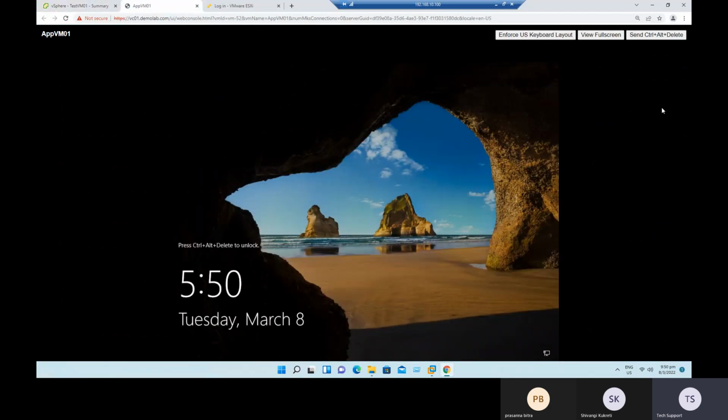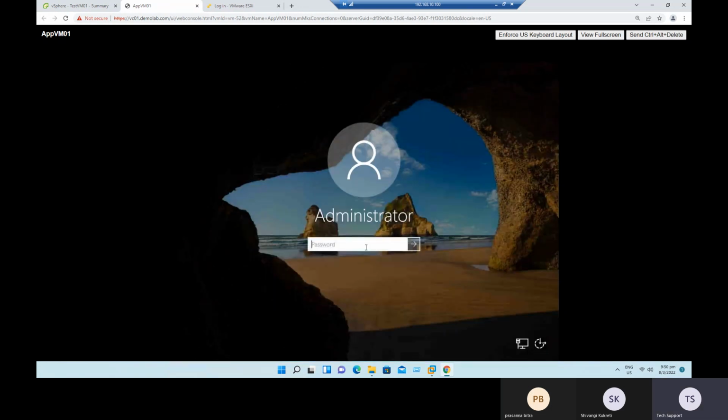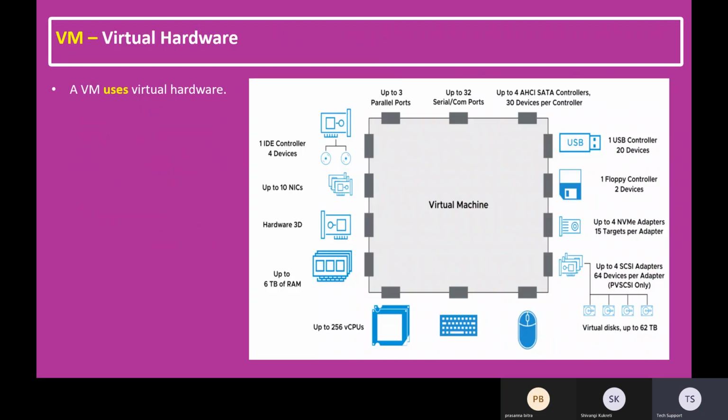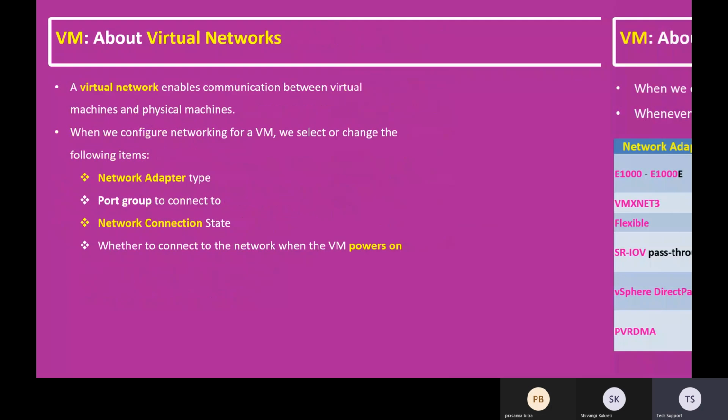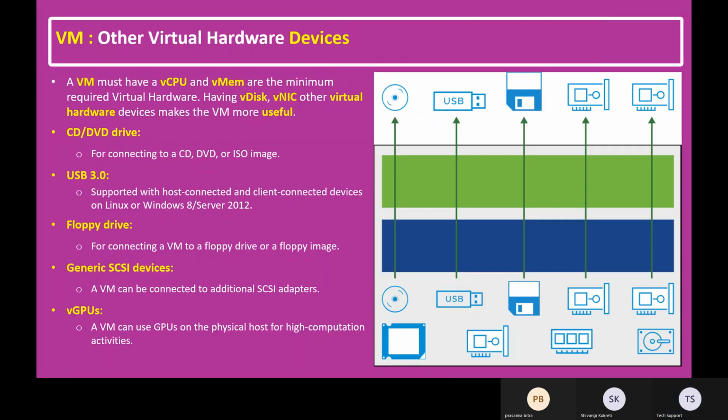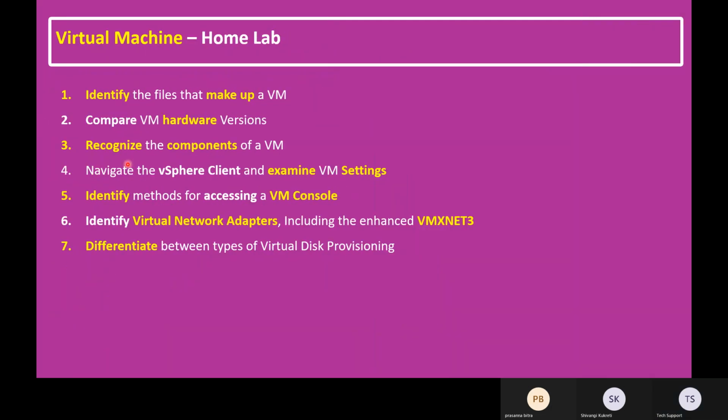Let's log into the app VM01. If you create any files and folders on the drive, that is our data. But in the production scenario, we'll store all our production server related data. Okay, so hope that point is also clear. Another point in our virtual machine concepts is to navigate the vSphere client and examine the VM settings. Until now we observed the virtual machine edit settings, how we can add devices and so on. We already examined this option.